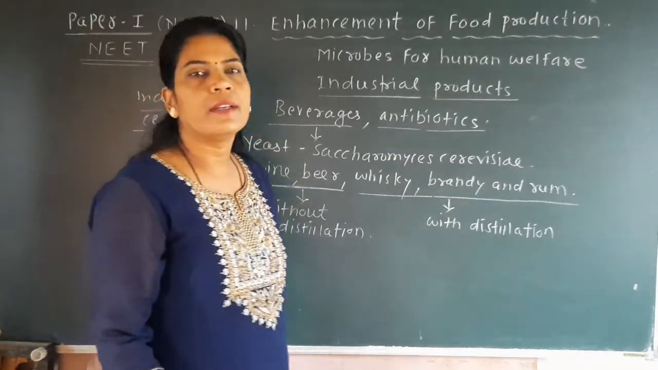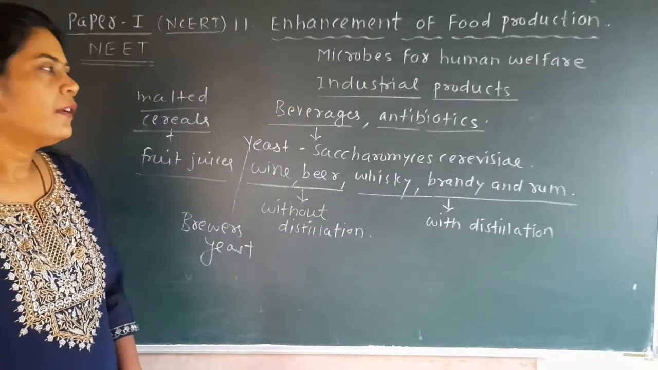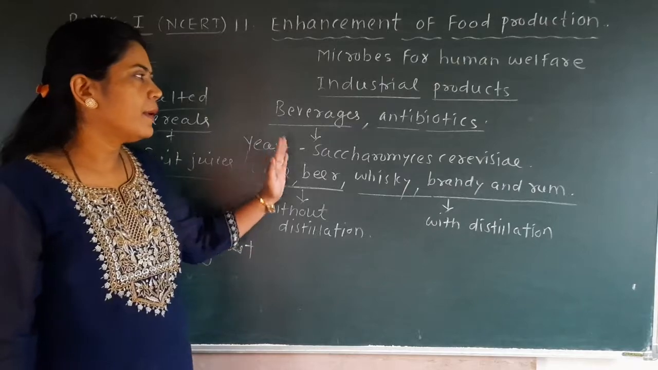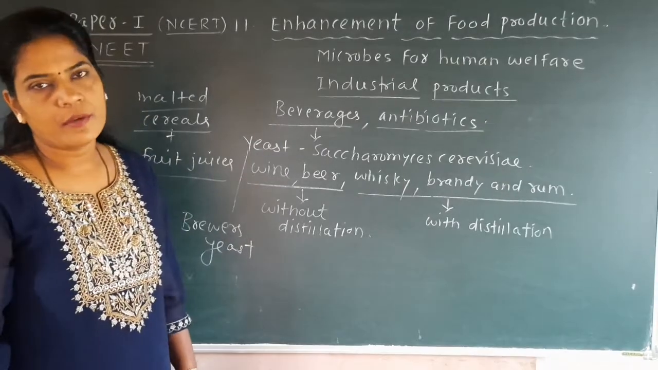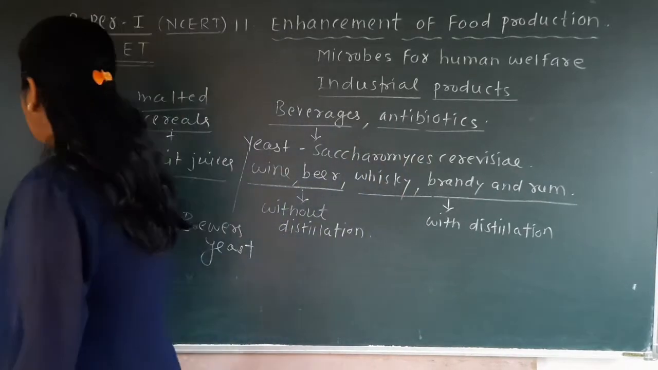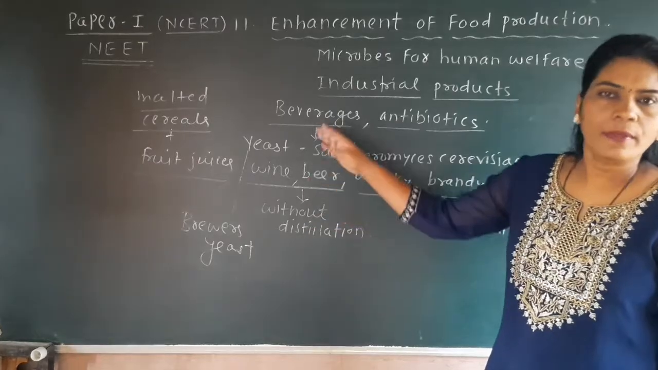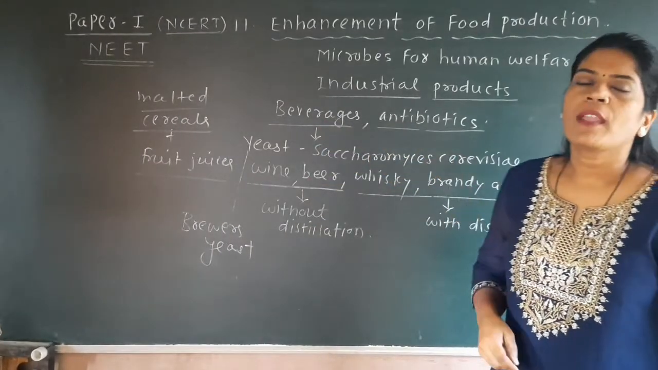Okay, so here the same content is given, not a different thing. So it is very easy to remember the beverages under the industrial products. Now the next point that we have to discuss is the antibiotic. All this content was of the beverages. Now we have to discuss antibiotic.